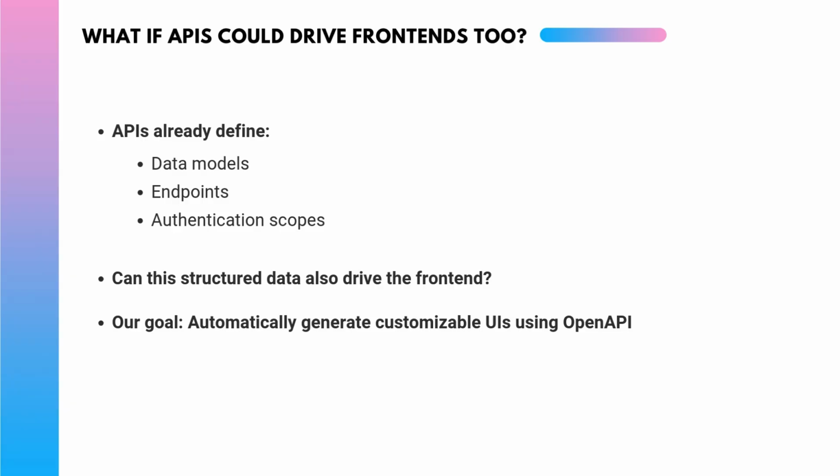APIs don't just expose back-end logic. They already describe key elements like data models, endpoints, and authentication scopes. So the question is, why stop at back-end code? Our idea is to take this structured information and use it to generate fully functional, customizable user interfaces automatically.